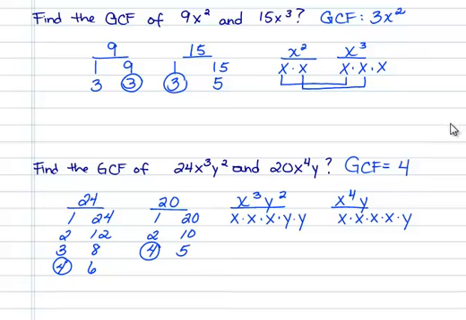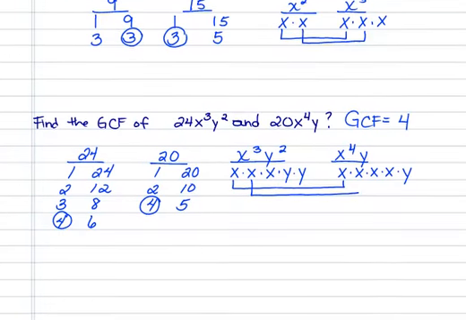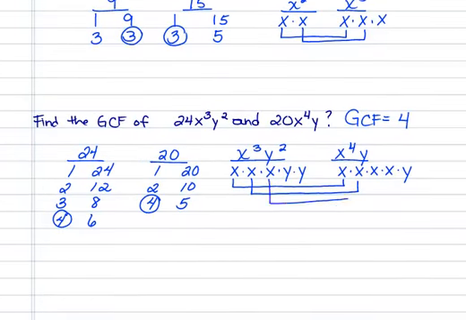We want to group them. I've got an x. I've got another x. I've got another x. And I've got a y. That's all that I have in common. So when I go back and think about it, I had 3 x's in common and a y. So therefore my GCF is 4x cubed y. So have you practice. Let's have you practice now.